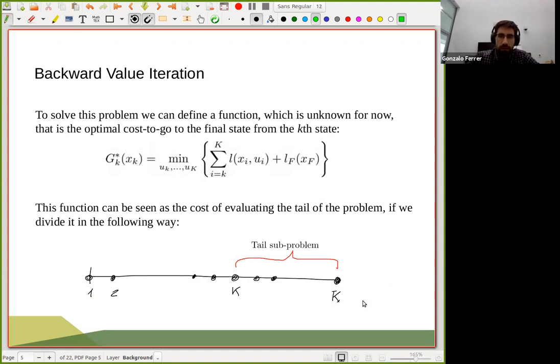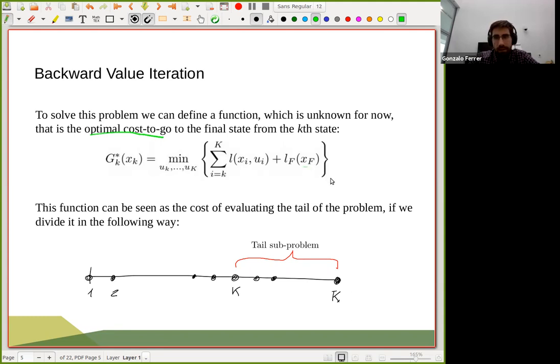Okay, so now that we have these elements, we are ready to start defining value iteration. In this case, it's going to be backward value iteration. The first step is we are going to imagine that we have a function. For now, it's not known, but this is what we are going to be calling the optimal cost to go function. What it's indicating is the cost, given any state, to go to the final state here, right?